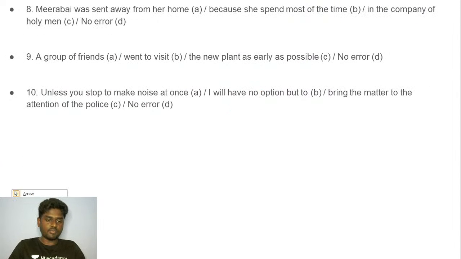Last three we have quickly. Mirabai was sent away from her home because she spent most of the time in the company of holy men. Absolutely, undoubtedly, it should be "spent". She spent most of the time in the company of holy men. So definitely it should be option B.